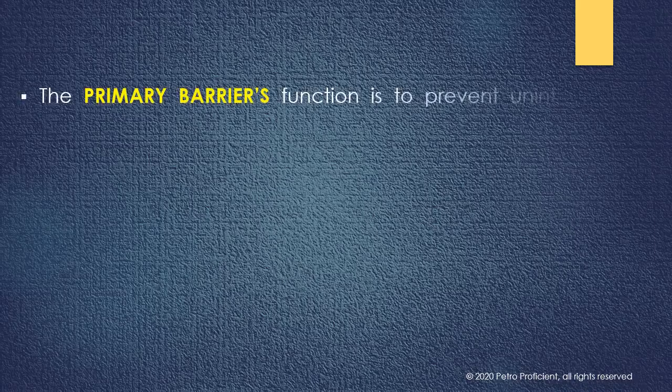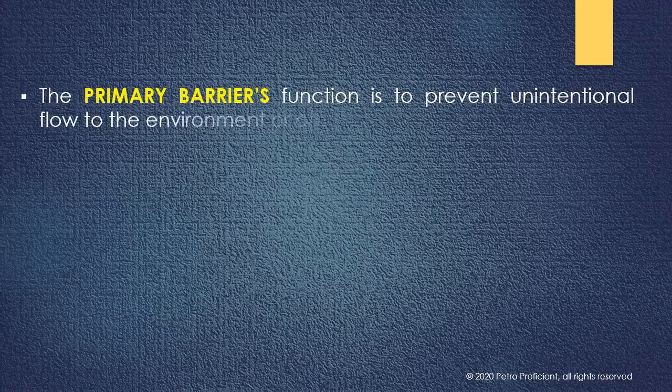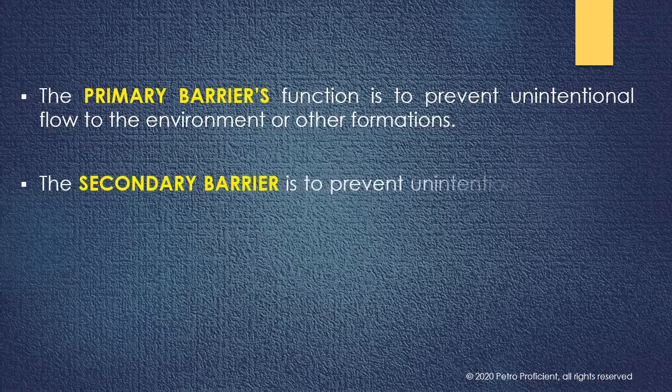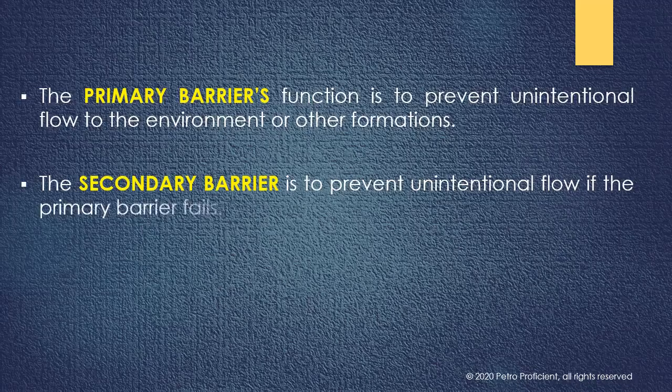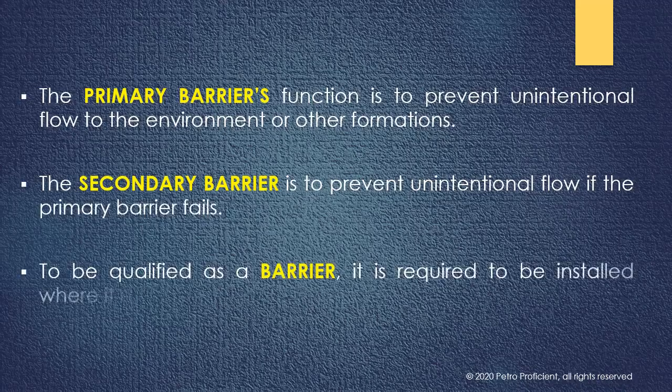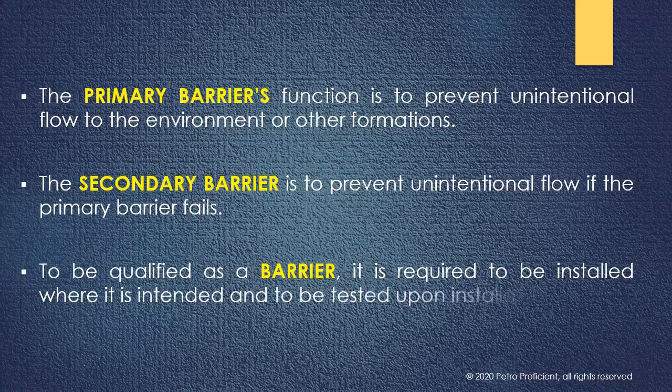The primary barrier's function is to prevent unintentional flow to the environment or other formations. The secondary barrier is to prevent unintentional flow if the primary barrier fails. To be qualified as a barrier, it is required to be installed where it is intended and to be tested upon installation.